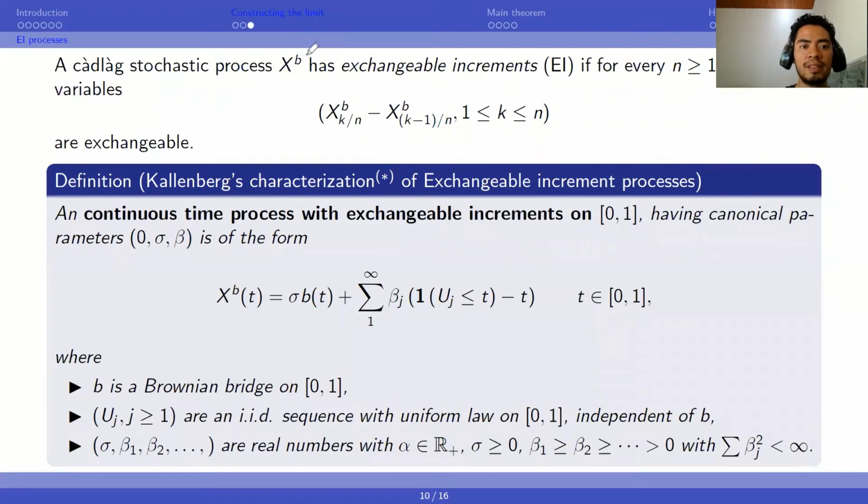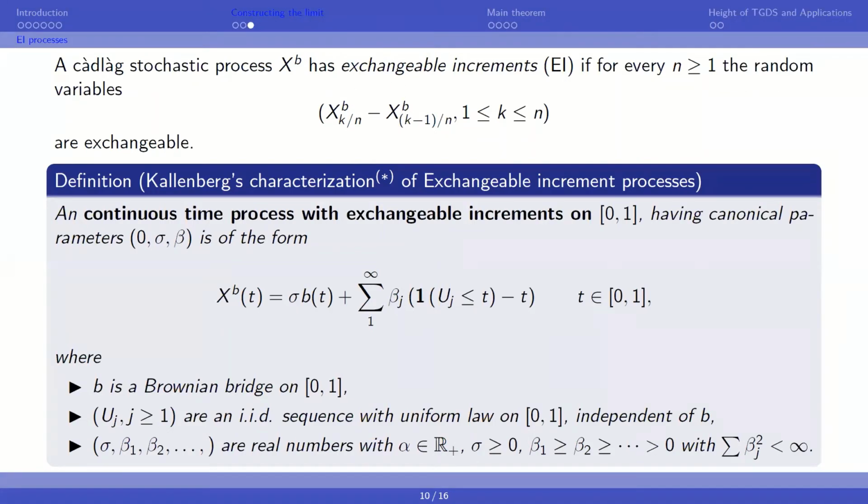We say that a càdlàg stochastic process X^B has exchangeable increments if we consider this collection of increments X^B(k/n) minus X^B((k-1)/n), for every n, and it has the same distribution after permutations. From this definition, we can clearly see that exchangeable increment processes are more general than Lévy processes, because we are only asking for exchangeability, but not for independence between the increments.